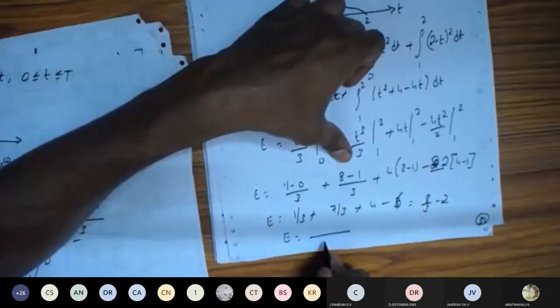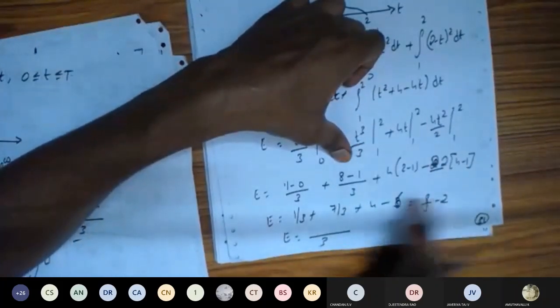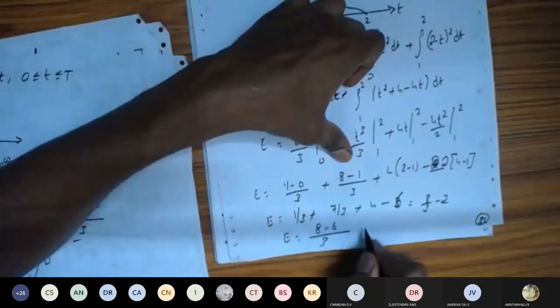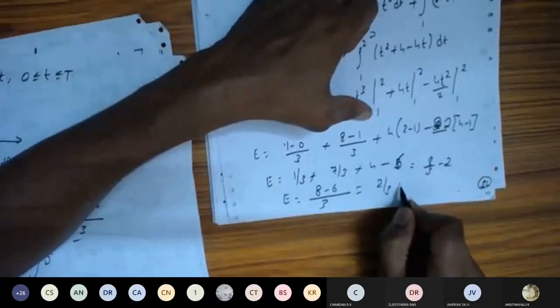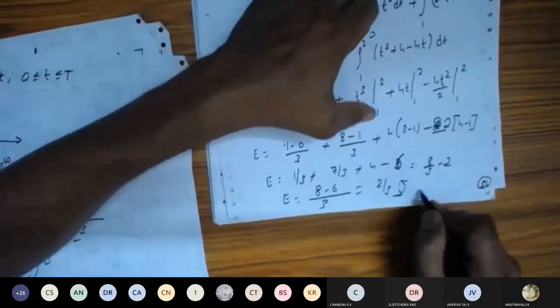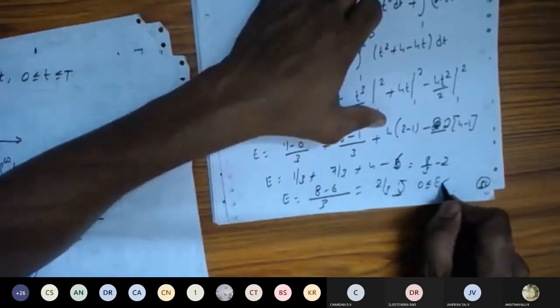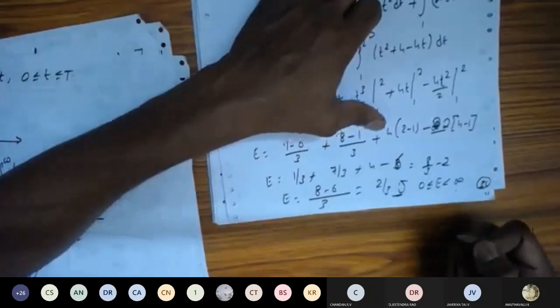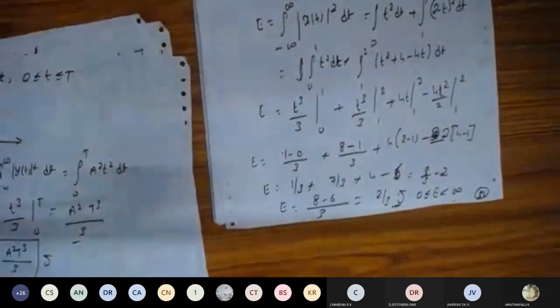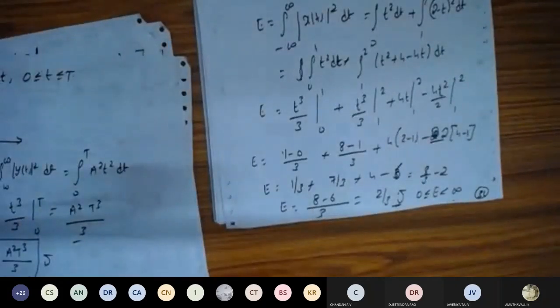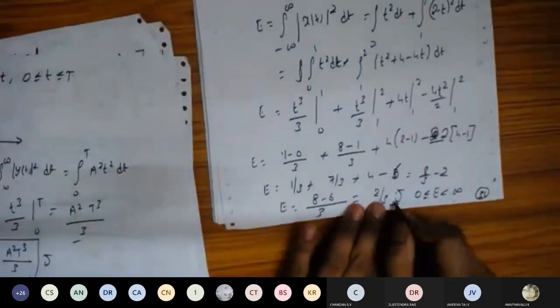So the energy will become, so 3 2s are 6. Okay, so take the LCM, 8 minus 6. So this will become equal to 2 by 3 joules. So since the energy is finite, the given signal is the energy signal here. It's 2 by 3 joules.